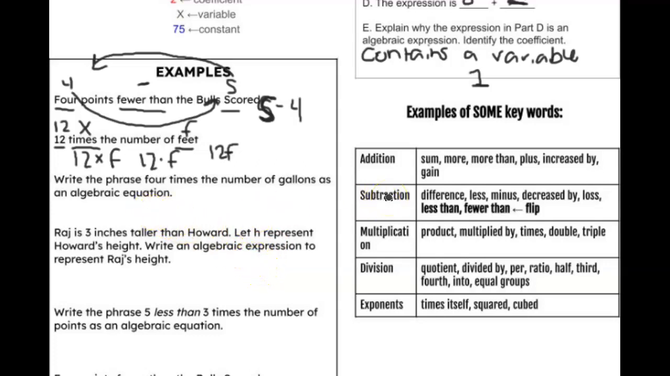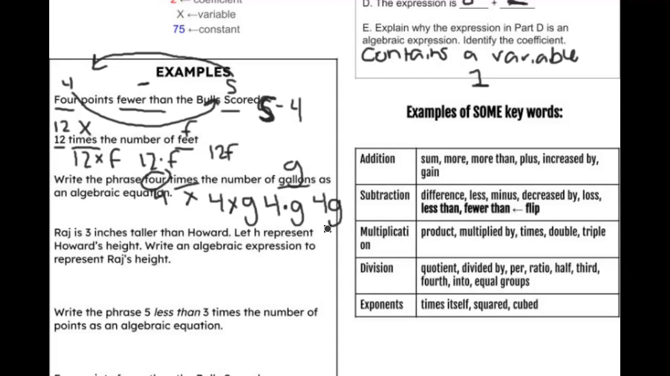Write the phrase 4 times the number of gallons as an algebraic equation. So there's a lot of extra stuff in there that we don't need. First, let's look for a number. We have 4. The word that means the operation is times. And I'm going to do G for gallons. So you could do 4 times G, 4 dot G, or 4 with G right next to it, because a letter and a number right next to each other means multiplication.